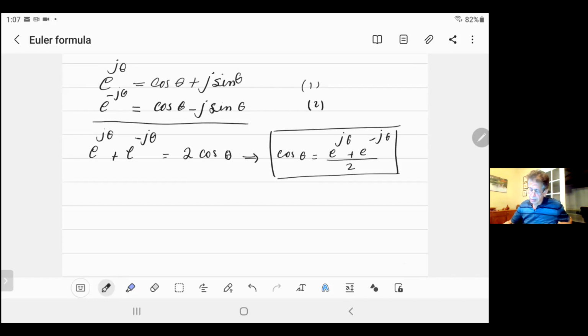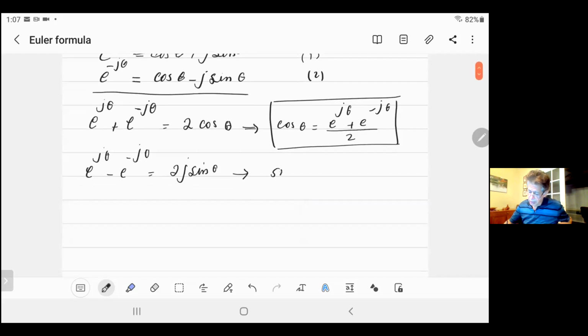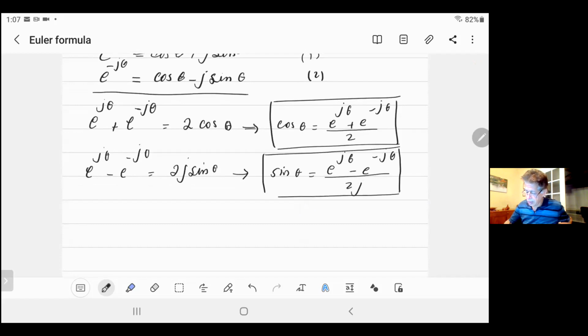If we subtract equation 2 from equation 1, we get e to the power of j theta minus e to the power of minus j theta. It will have cosine theta minus cosine theta, that will be 0. And j sine theta minus minus j sine theta will be 2j sine theta. Accordingly, we can find sine theta is equal to e to the power of j theta minus e to the power of minus j theta, divided by 2j. So that's how you can get the sine function out of the exponential expression.